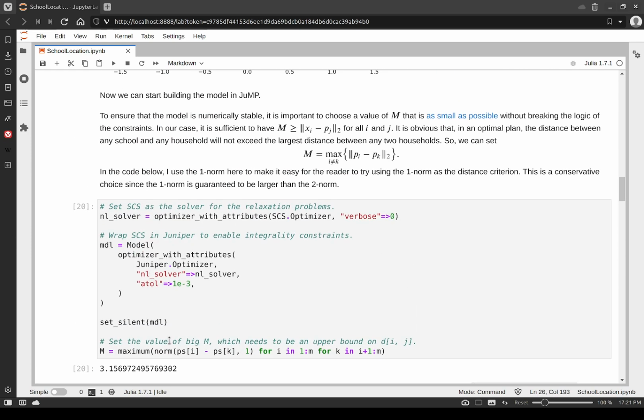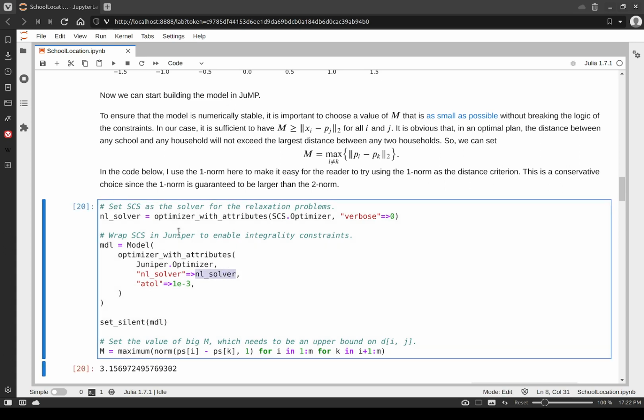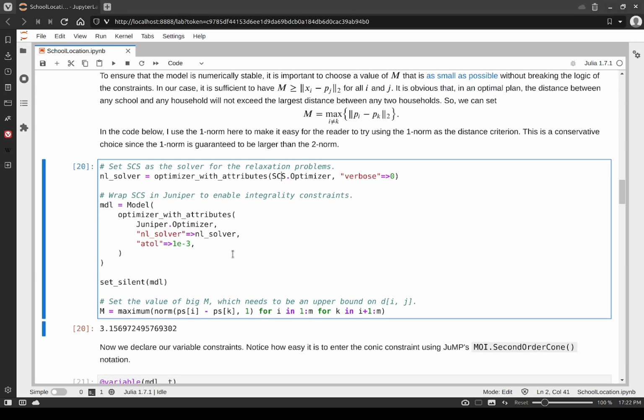The next thing I did, moving backwards here, is I set the nonlinear solver to be SCS, as I mentioned above. And then we wrap SCS in Juniper. So we say we're going to create an optimizer with attributes. One of the options that Juniper accepts is what NL solver you want to use. Well, the NL solver I want to use is SCS. There are other options too. You can give it a custom mixed integer program solver. And I've set the tolerance to be somewhat lower than the default because this problem does not require that high a degree of numerical precision.